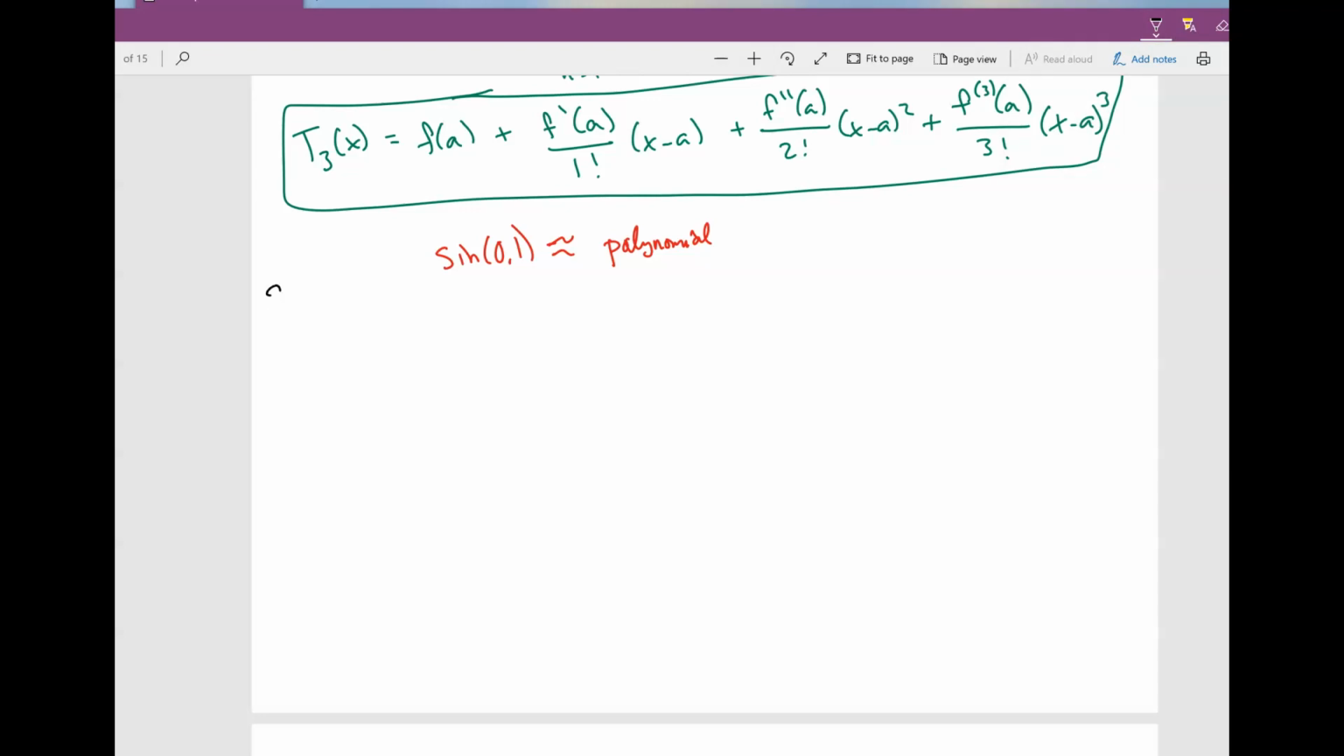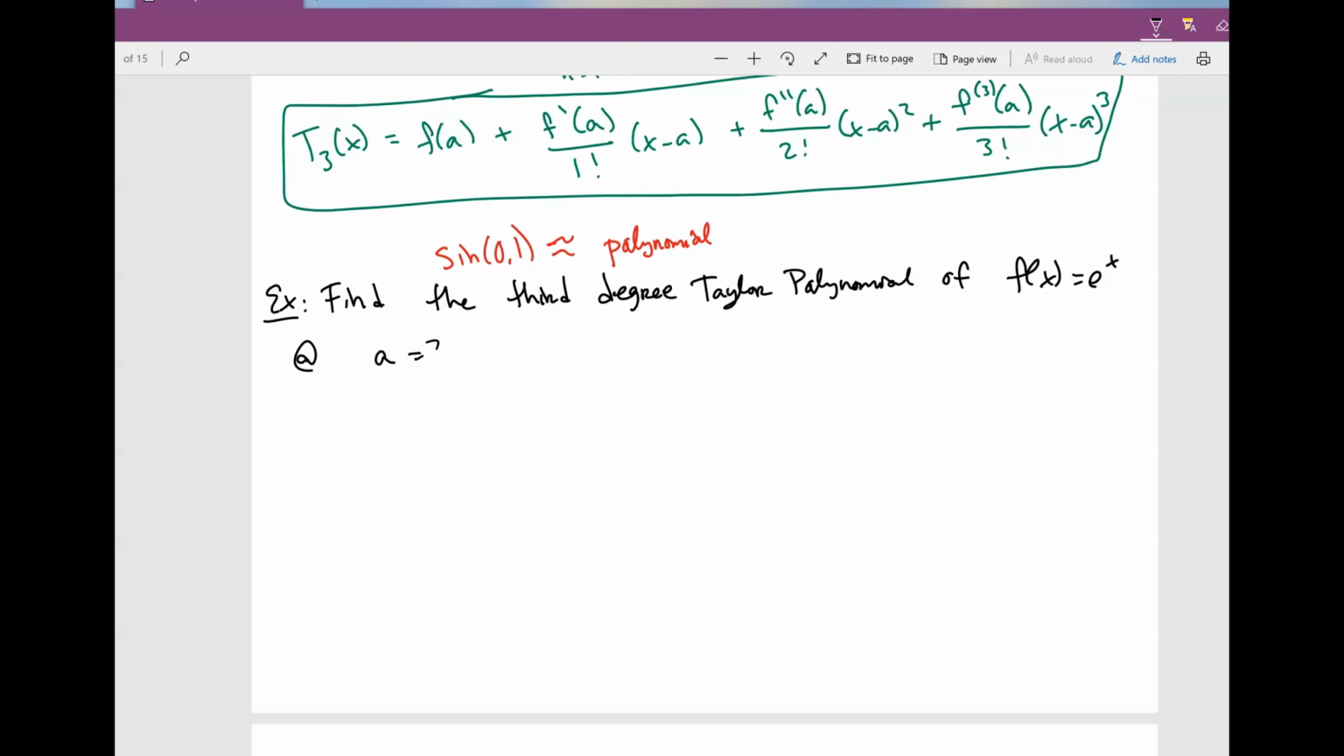So find the third degree Taylor polynomial of f of x is equal to e to the x at a equals 2. Okay, so we want to find the third degree Taylor polynomial.